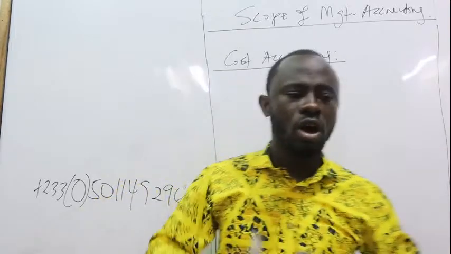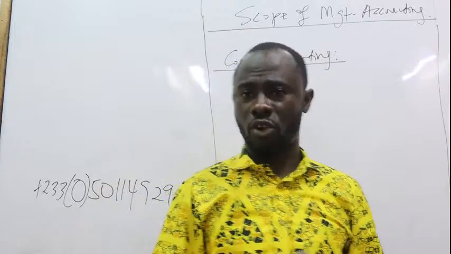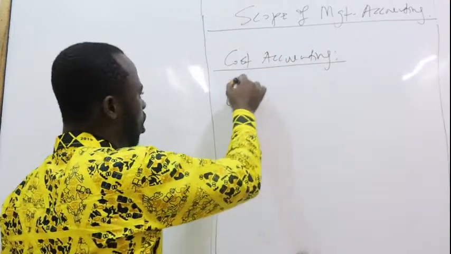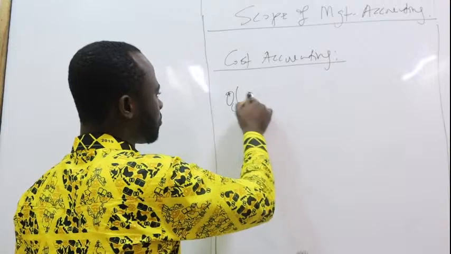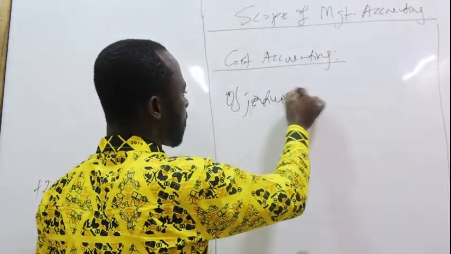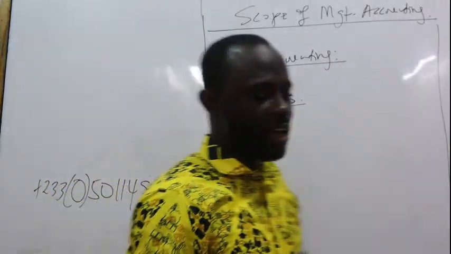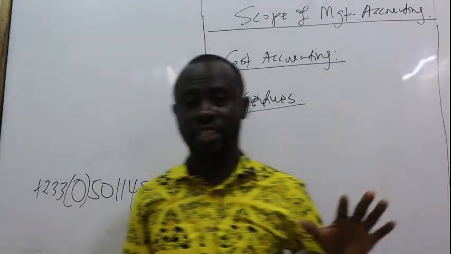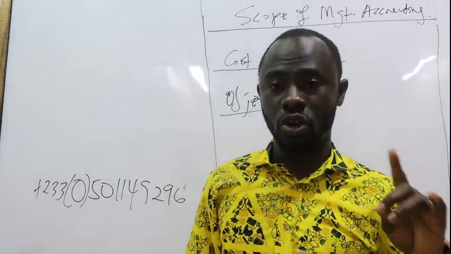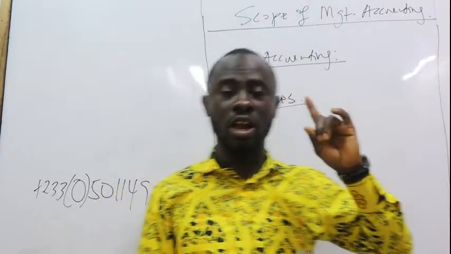But the key thing we need to ask ourselves is, what are the objectives of cost accounting? Basically, there are about 5 objectives of cost accounting that we need to look out for.